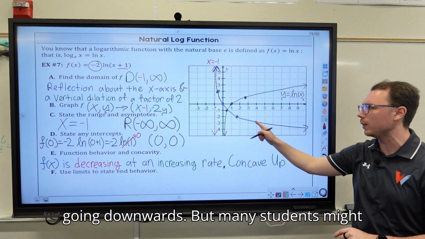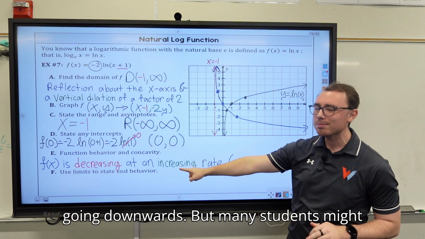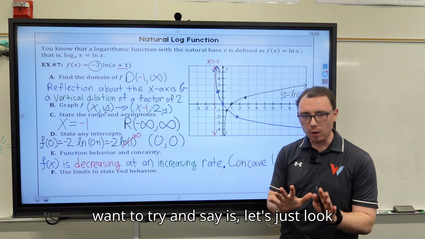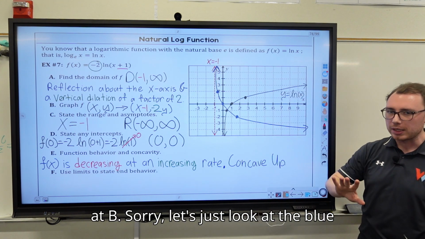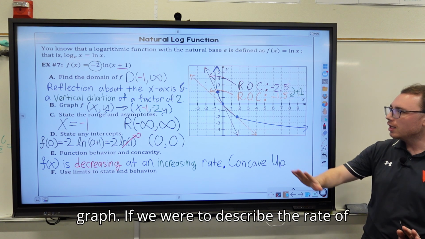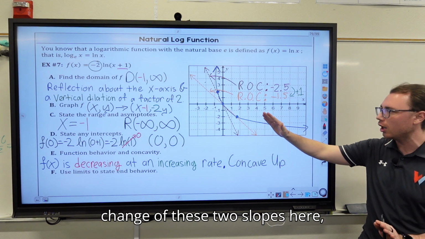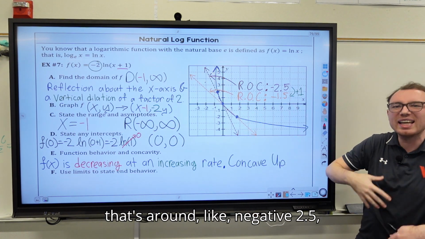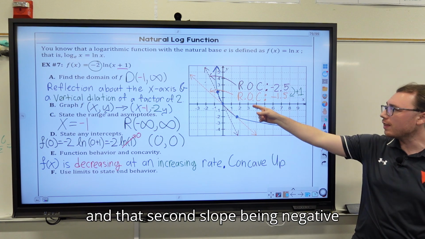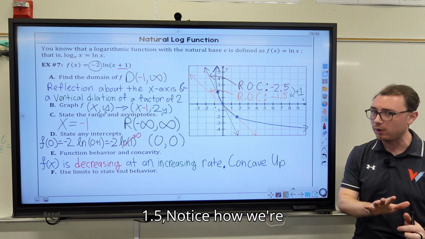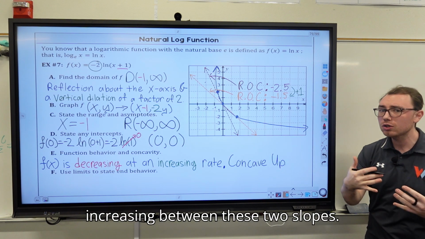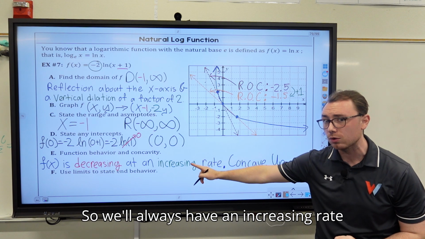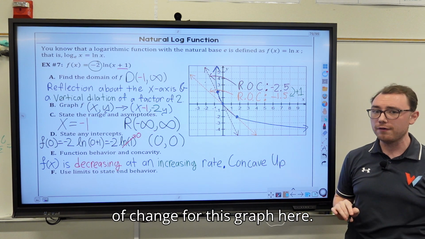It's starting up high and it's going downwards, but many students might still feel uncomfortable describing this at an increasing rate. Really, what I want to try and say is, let's just look at the blue graph. If we were to describe the rate of change of these two slopes here, that first slope being this maroon one, that's around -2.5, and that second slope being -1.5, notice how we're increasing between these two slopes. So we'll always have an increasing rate of change for this graph here.